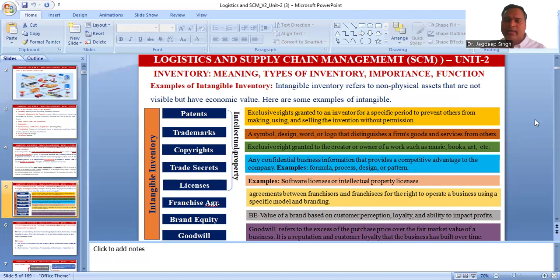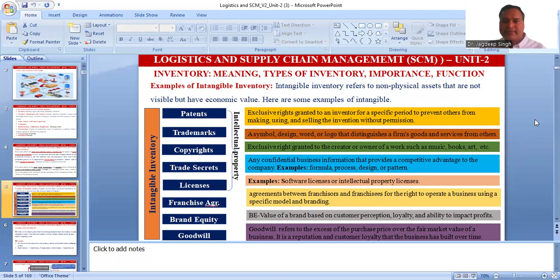I could take an example of Coca-Cola. When Coca-Cola entered into India, they had a trade secret with government of India. So they are paying some amount to the government of India for protection of that trade secret, right? So this is one of the examples. Maybe examples you could see here: formula, process, design, and patterns. Anything could be the trade secrets.